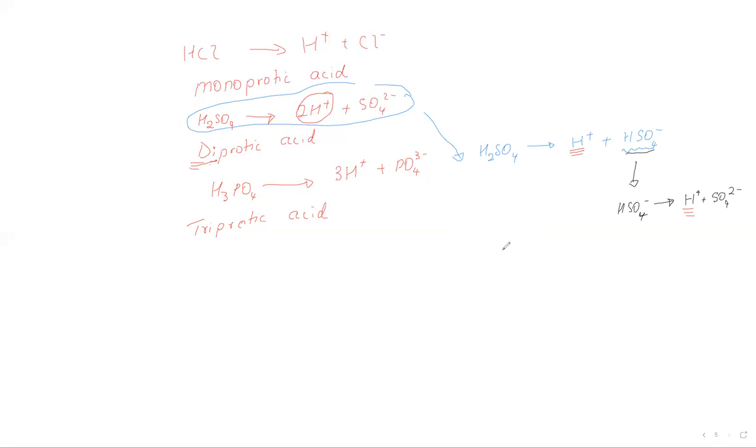Now, we also have substances that can either be an acid or a base. They act like an acid and as a base as well. They are versatile. Example, let's take water.